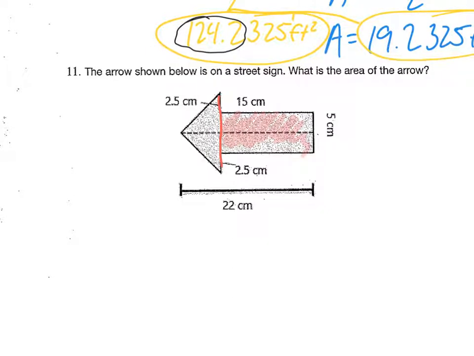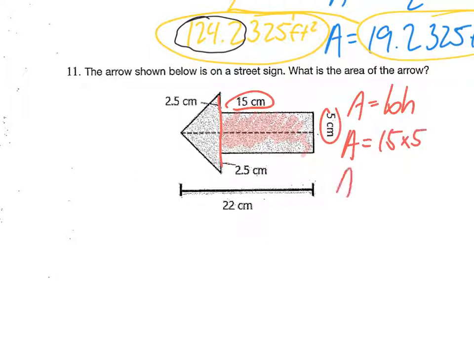So area of the rectangle is just base times height. So we're going to use the 15 for the base, 5 for the height. So area is going to be 15 times 5. When I do 15 times 5, I get an area of 75. So that is my whole area for this part right here. Now I've got to deal with this triangle right here.